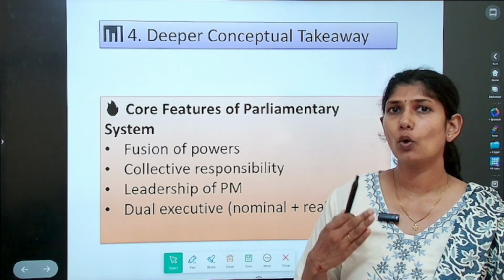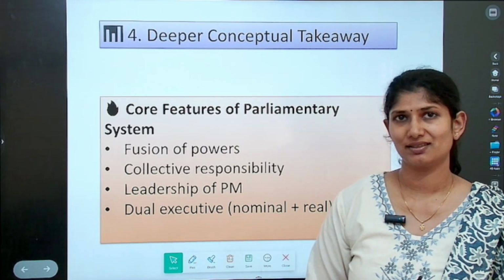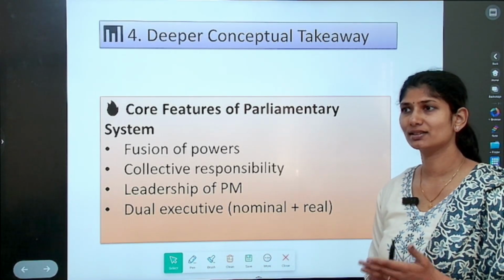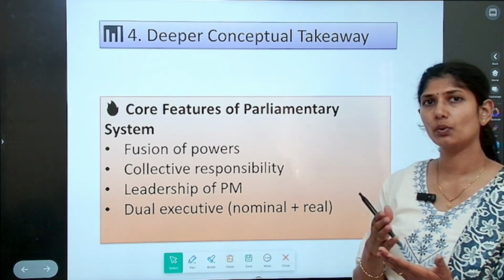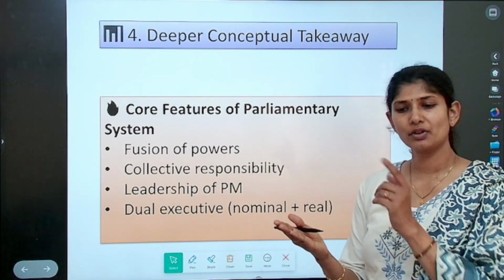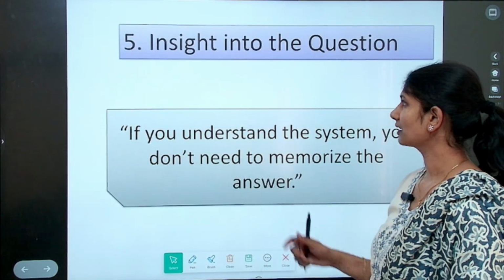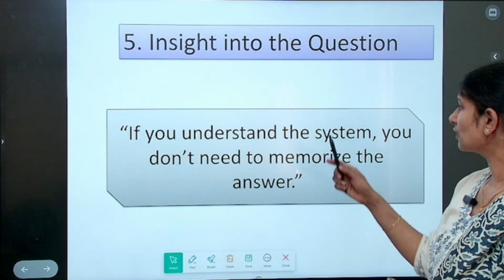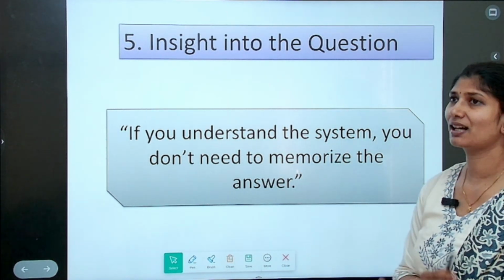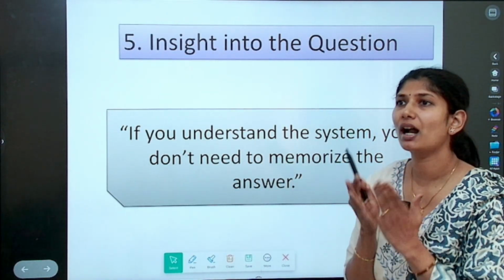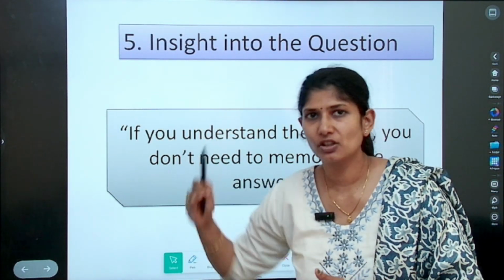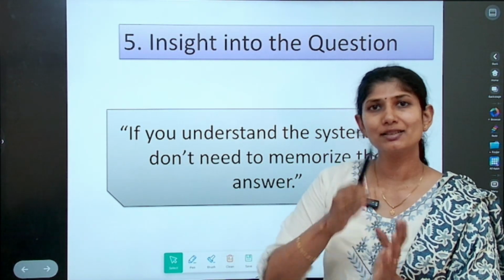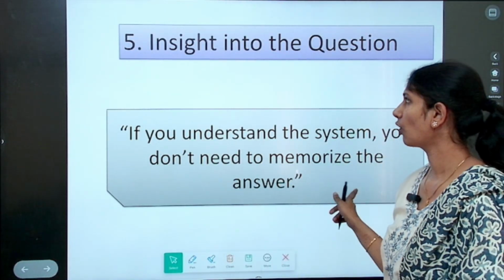So these are some of the core features which make the Indian parliamentary system what it is. You have to stress more on trying to understand what the parliamentary system is, how it is different from others, and how it is different from the presidential system. If you understand the system, you don't need to memorize the answer. You don't have to learn by heart parliamentary system 6 points, presidential system 6 points. If you understand one and why we pick this, it will make it easier to eliminate the options.